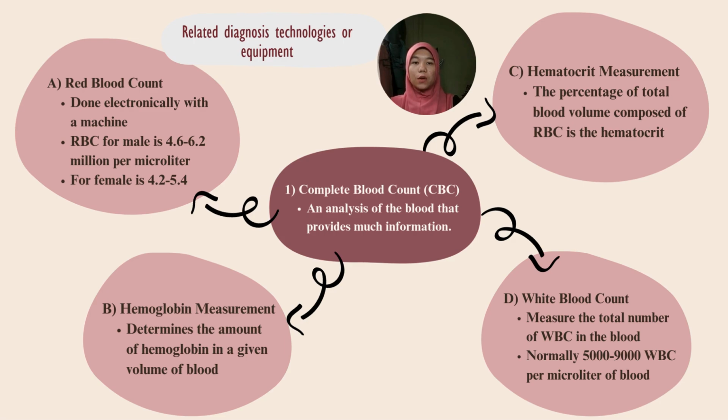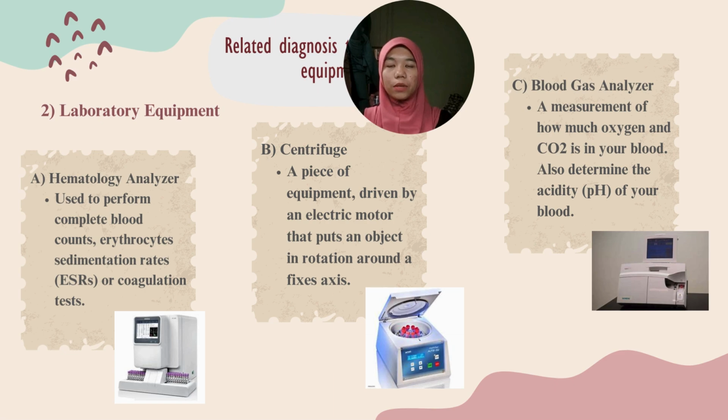The last one is white blood count, WBC, to measure the total number of WBCs in the blood. It is normally about 5,000 to 9,000 WBC per microliter of blood. The second one is laboratory equipment. There are three equipment that are used.